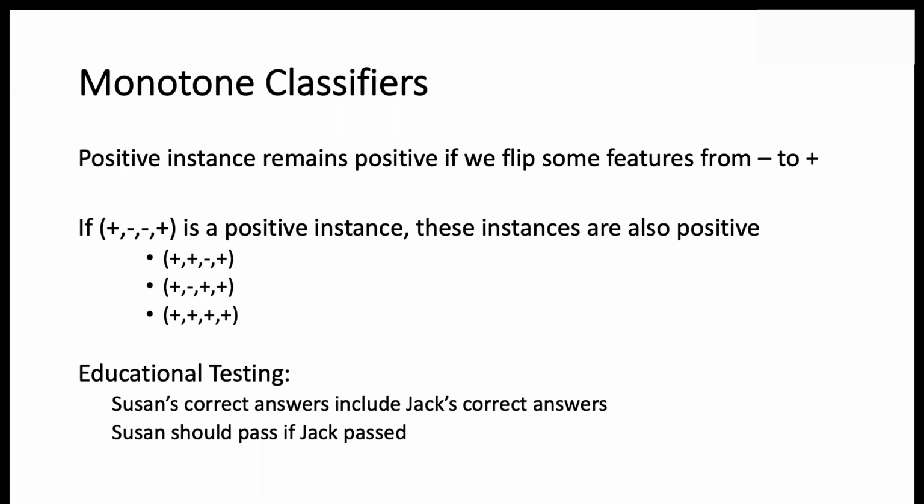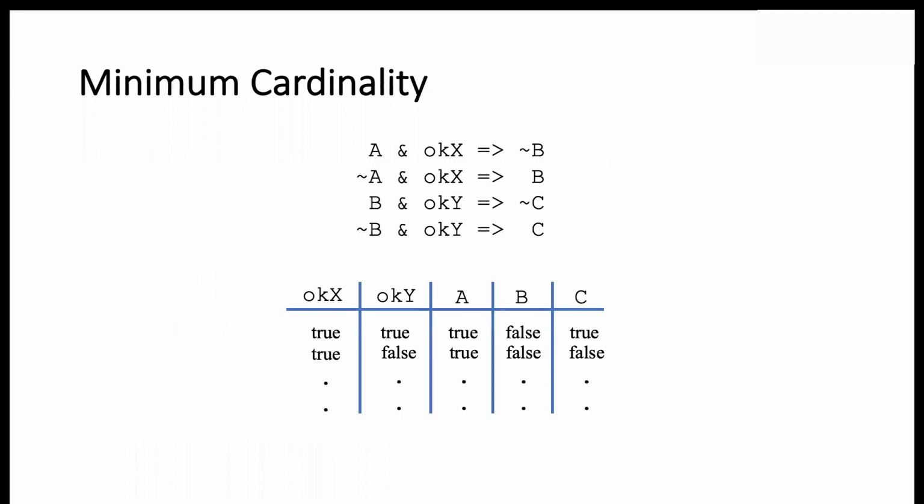Now, we're going to use this twice. Once in the first type of explanations we're going to look at, they're geared towards monotone classifiers, and later when we do verification. Okay, the last thing we need to review before we move on, the notion of minimum cardinality.